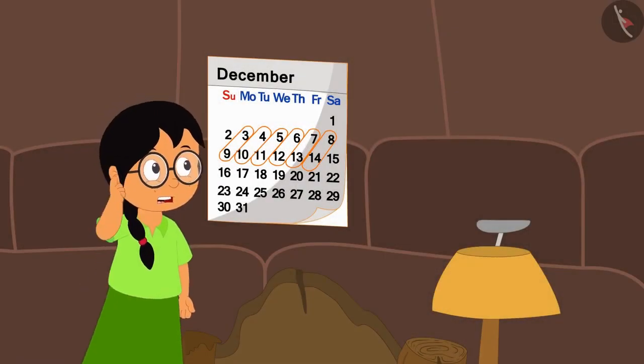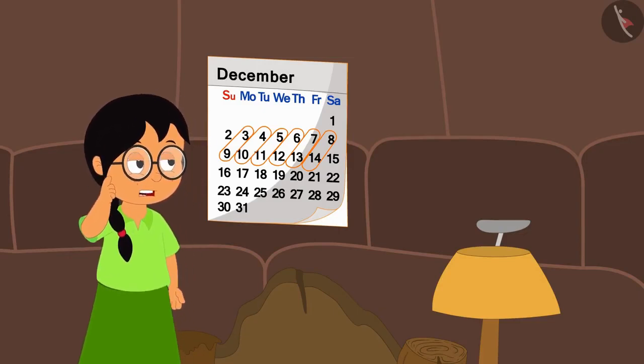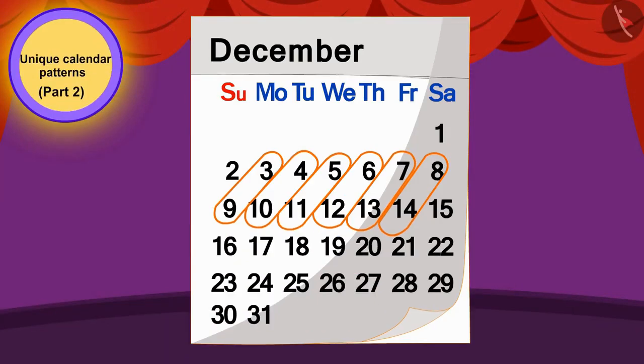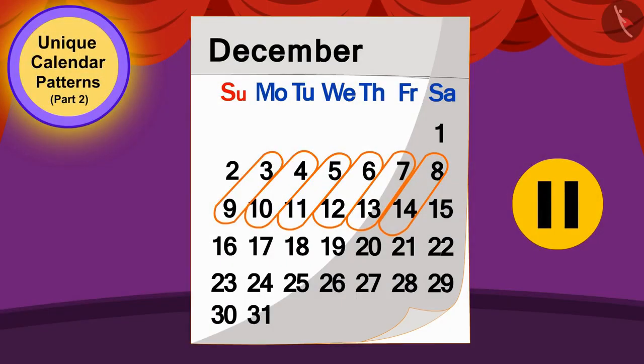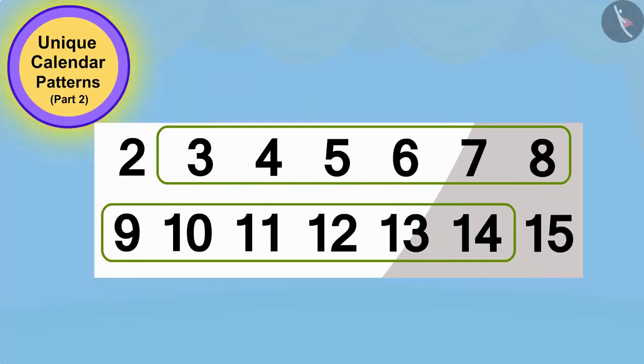Meenu felt that just like Gaggu had shown the magic of the calendar, there might be some magic hidden in these numbers too. Children, do you see a pattern in the groups of these diagonal numbers? If you wish to, you can stop the video and think of the answer. If we look closely, we will find that there is a pattern in these diagonal numbers.